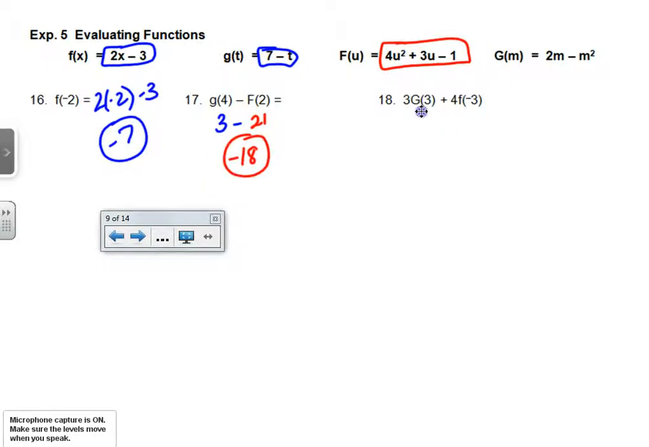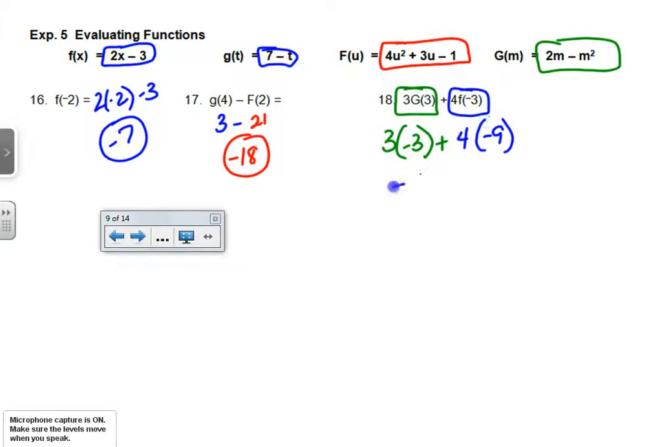The next problem says evaluate g of 3, and then multiply it by 3. And then evaluate f of -3, and then multiply that number by 4. If I evaluate capital G at 3, which is this guy right here, I get the number negative 3, and I'll multiply him by a 3 in a second. And then for little f, if I evaluate him at negative 3, I get a negative 9. So this is negative 9, plus negative 36, which is negative 45. These are not challenging, but little mistakes could be costly.